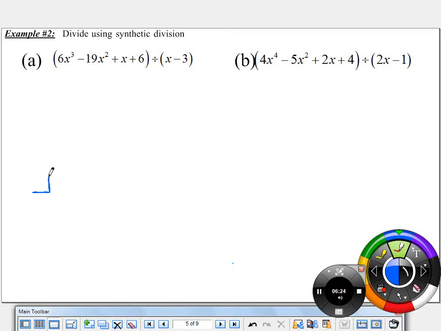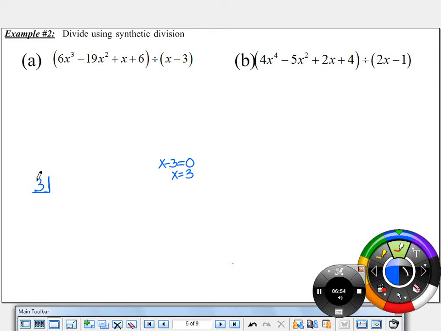First, you're thinking, what am I dividing by? And you're basically thinking about the 0 of the divisor. In other words, our divisor, the thing doing the dividing, is x minus 3. The 0 of that factor, if we set it equal to 0, is that x would be 3. 3 is the number I'm looking at plugging into these other numbers. And what I want to do is compare that to the coefficients of the dividend, the thing that's being divided. So the 6x cubed minus 19x squared plus x plus 6.